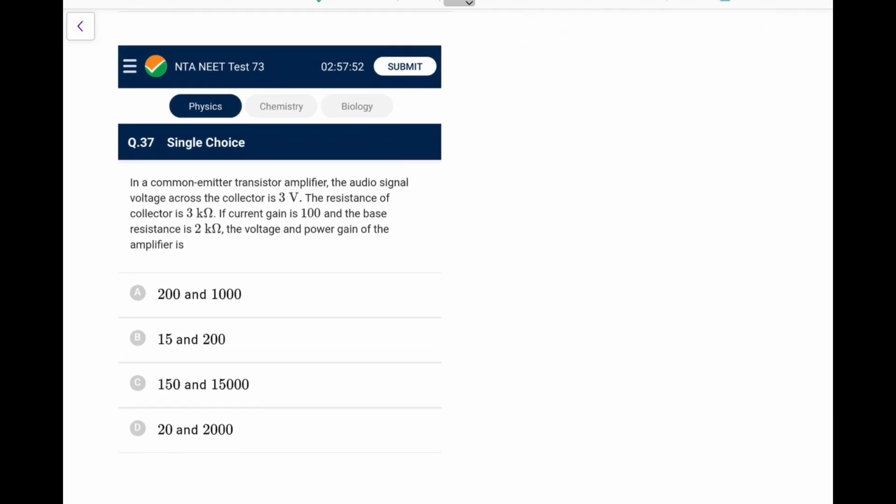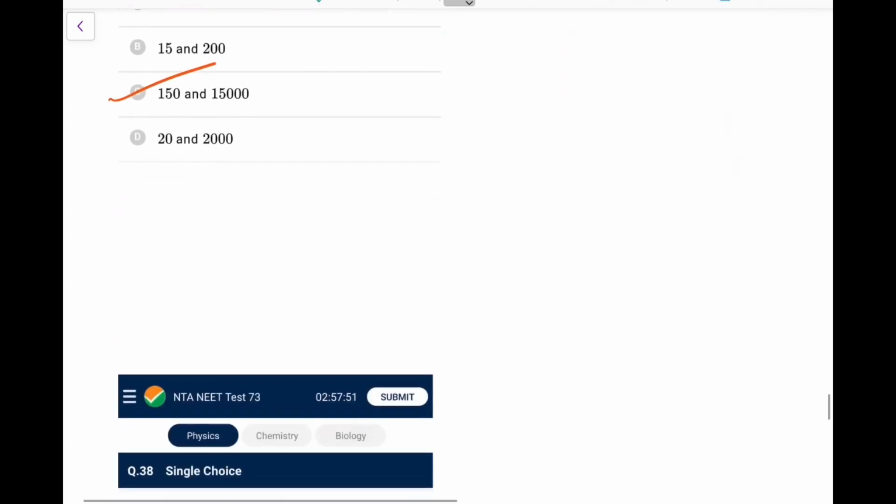Next one. In a common emitter transistor amplifier, the CE amplifier that you call it, the audio signal voltage across the collector is 3 volt, that is the V output. Resistance of collector is 3, current gain 100, base resistance 2. The voltage and the power gain would be. So directly I can say voltage gain is beta RC by RB. So beta is 100, RC is 3 and RB is 2. So 100 into 3 by 2, that is 150. From here only you are left with only one choice, and you also know power gain would be voltage gain into current gain. So that is 150 into 100, that is going to be 15000.